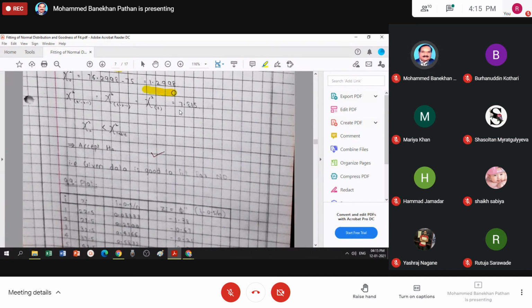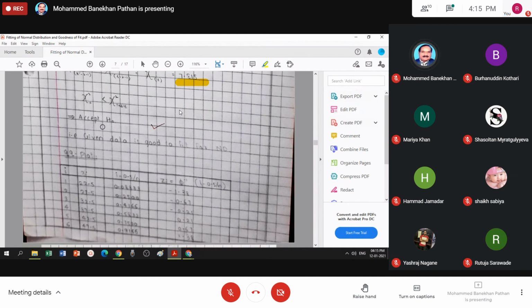Calculation is this and table is this. So calculation is smaller than table, so you have to accept the statement of H naught. And what does H naught say? H naught says given data is good to fit for normal distribution.